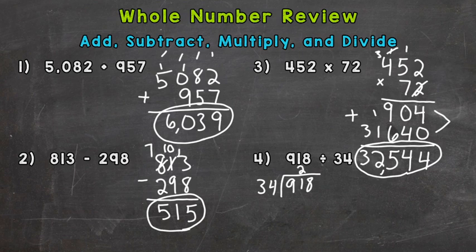So I need a 2 above the 91. Do not put it above the 9 because that is going to mess up the alignment with how our places and where the numbers need to be. And it's going to give us an incorrect answer and kind of throw us off. So it needs to go above the 91. Now we do 2 times 34 is 68. We subtract and we get 23.